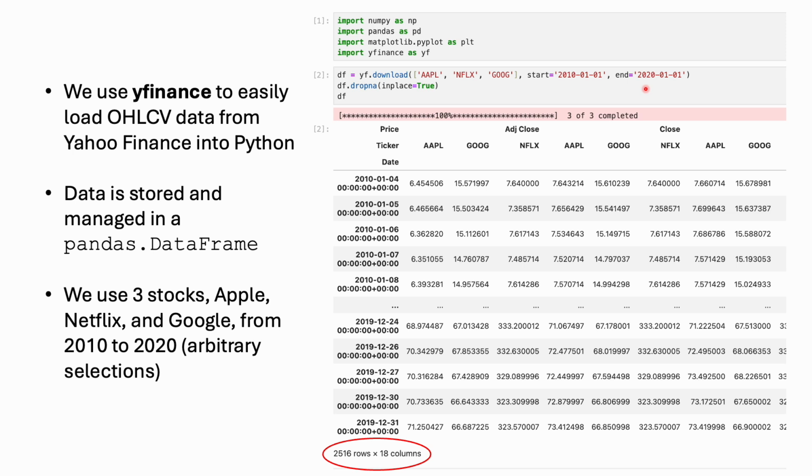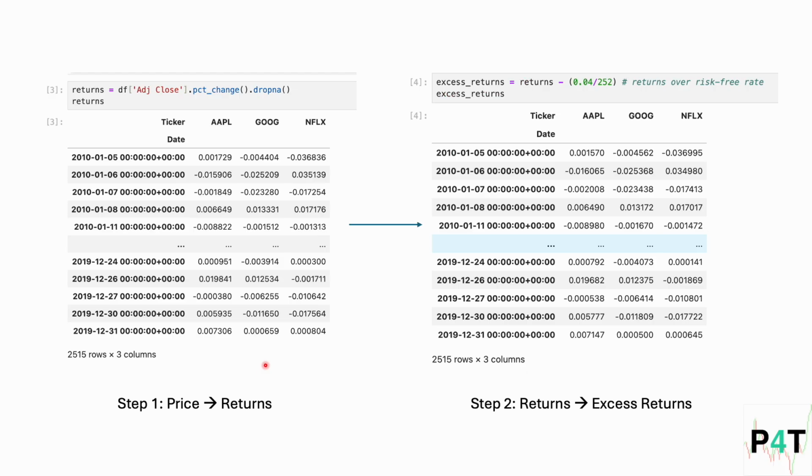I just picked 3 random well-known tech stocks, and this date range is a full decade, so it seemed reasonable, but it has no bearing on the strategy whatsoever, really. Then we're just going to drop all the null values, and when we do that, we end up with 2,516 rows. Then we'll do some familiar transformations on the data.